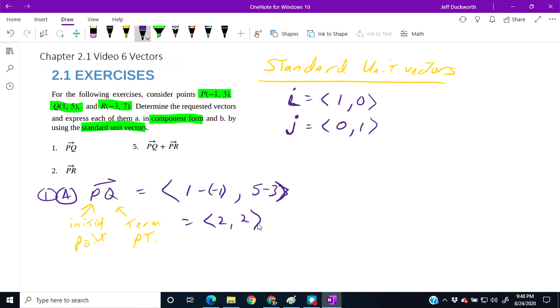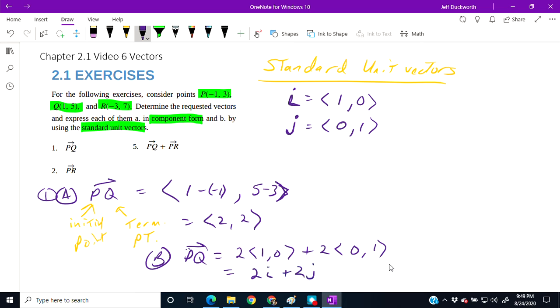But using the standard unit vectors, we can basically pull out a 2 from each of these. And so for part B, PQ equals, let's see, 2 times the vector (1, 0). And then again, 2 times the vector (0, 1), which is equivalent to 2i plus 2j. And that's how we would write it.